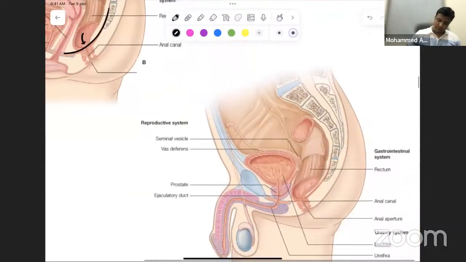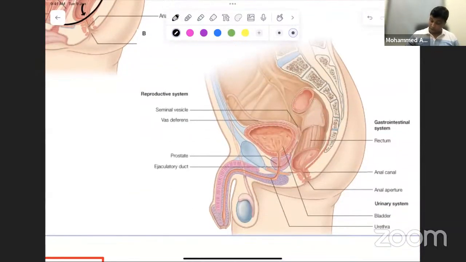Similarly, you also have the pelvic diaphragm in the males. This will be the pelvic diaphragm, and of course, there will be one opening here for the anal canal. It is made up of two muscles, the levator ani muscle and the coccygeus muscle. So that is the pelvic diaphragm.